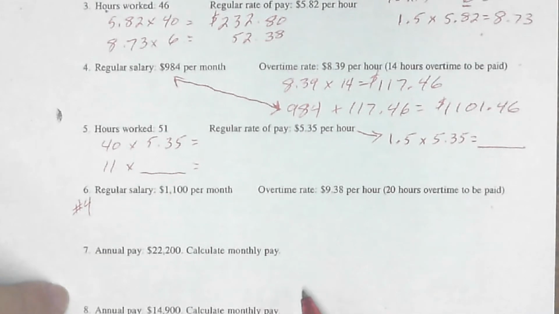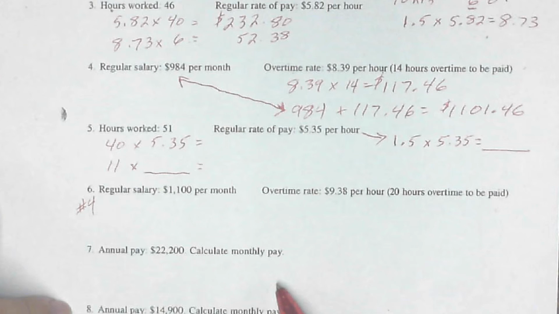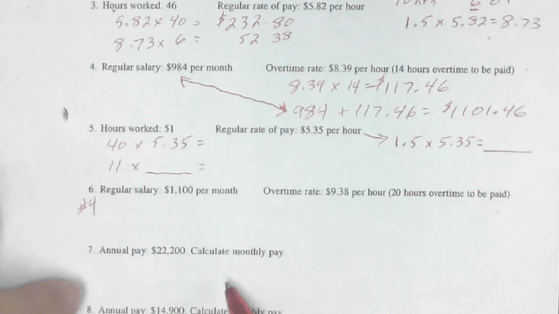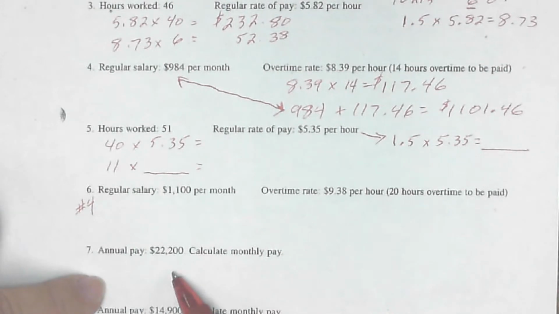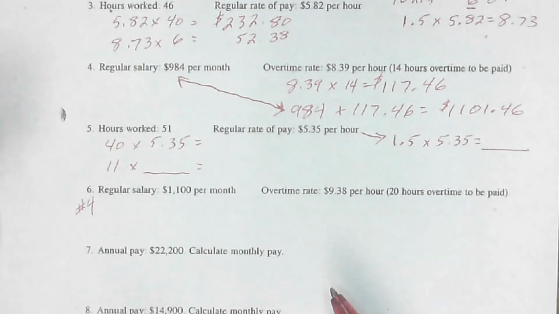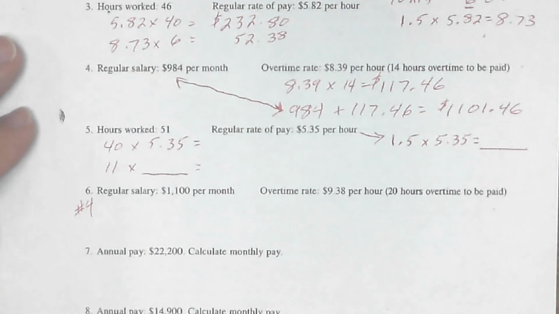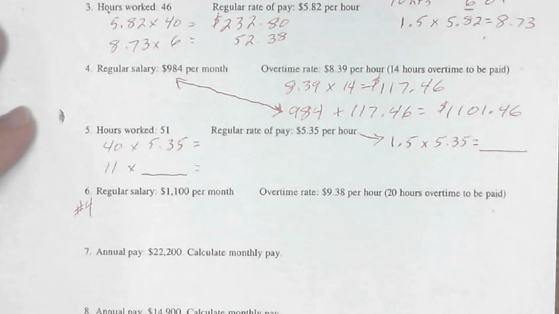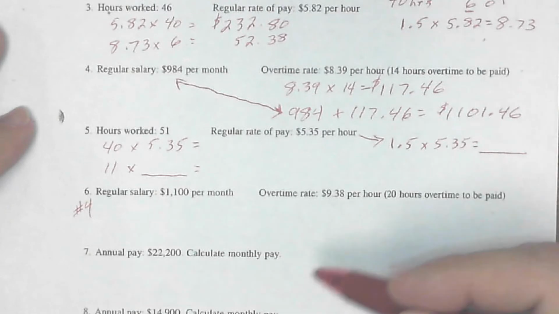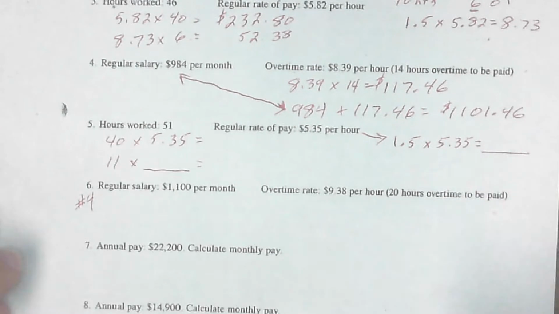And on 7 and 8, I don't think anybody had any trouble with those. It just tells you what the annual pay is, so that means your pay for the year. You know how many months are in a year, just divide by 12, and that's how much the monthly pay rate is. So no trouble with 7 and 8.